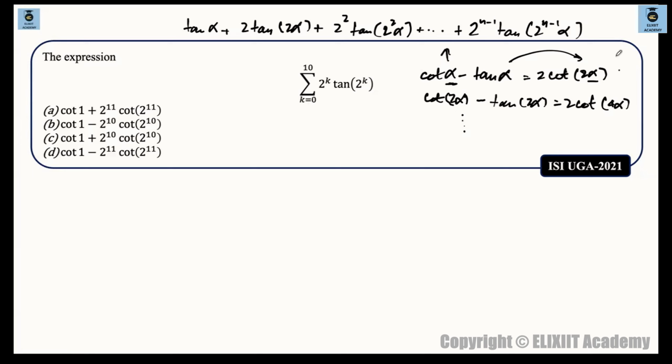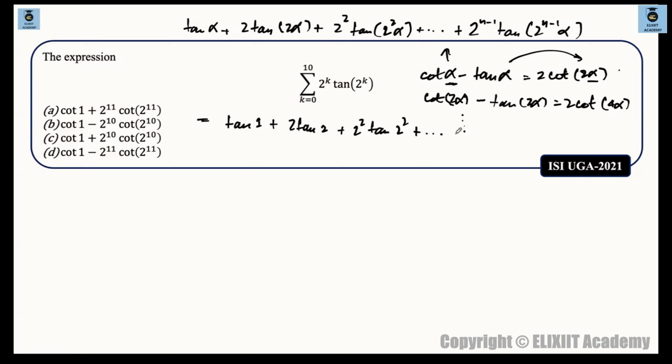That here we have to work with cot. We have to deal with cot over here. Now let us focus on this series. This series is saying, first if you put the value of k to be 0, this will become 1. So tan of 1 plus next term is 2 times tan of 2, plus 2 square times tan of 2 square, sorry, and so on.